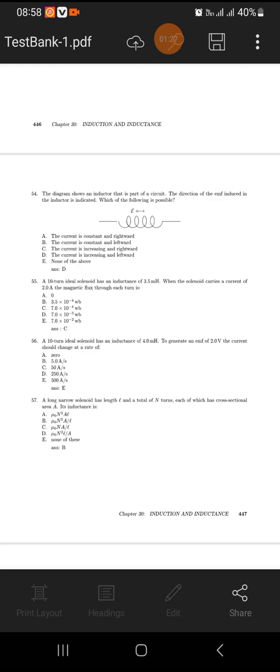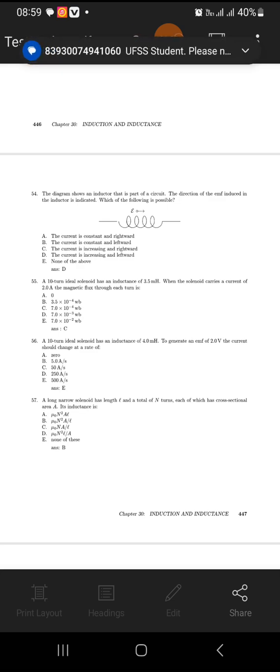So a long narrow solenoid has a length of L and a total of N turns, each of which has cross-sectional area A. So its inductance is B. What is B? We have mu naught, we have N squared, we have A, divided by the length L.